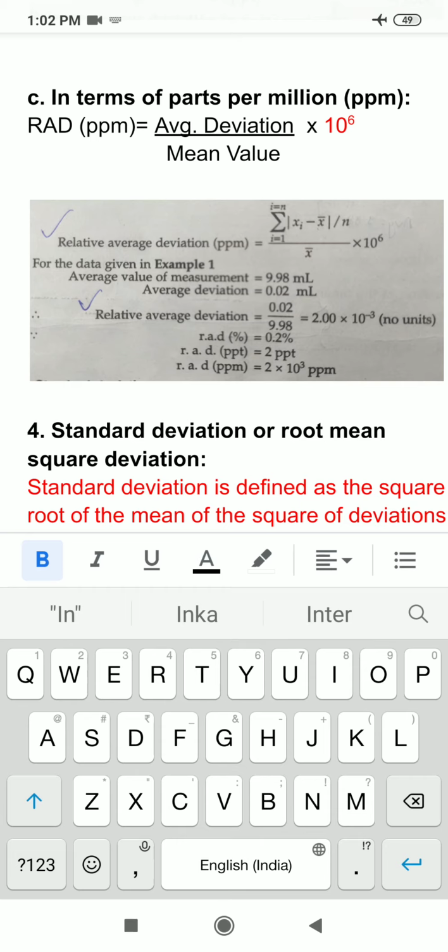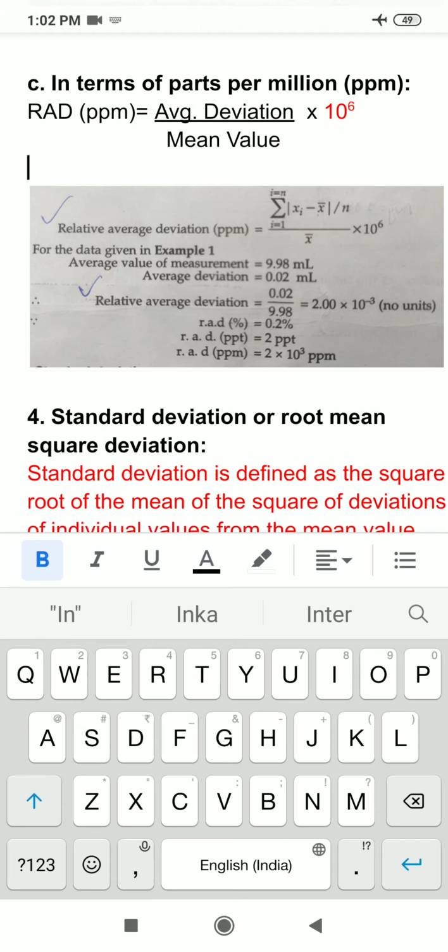Now if I wish to write this in terms of parts per million, then I will simply multiply this relative average deviation by 10 to the power 6. So 2 into 10 to the power minus 3 into 10 to the power 6. So 10 to the power 6 minus 10 to the power 3, we will be left with 10 to the power 3. So we are left with 2 into 10 to the power 3 ppm. This is the value of relative average deviation in parts per million.